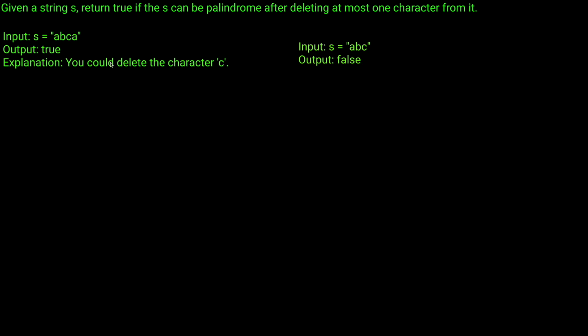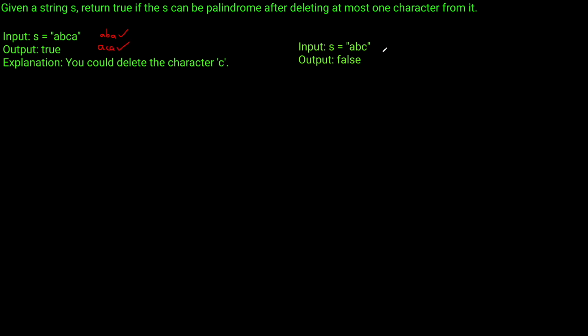Here, if we're given A, B, C, A, we should return true. Why? Because we could delete the character C. We could also delete the character B, and we would still have a valid palindrome. So if we deleted C, we would have ABA, which is a valid palindrome, or if we deleted character B, we would have ACA, right, which is also a valid palindrome.